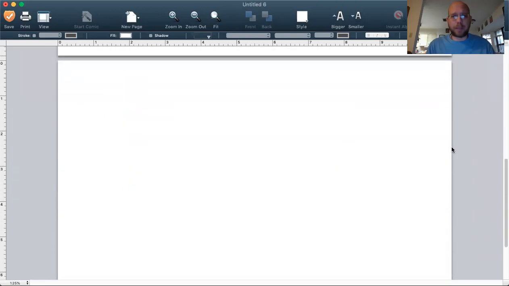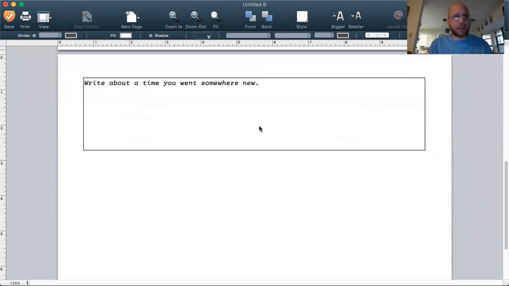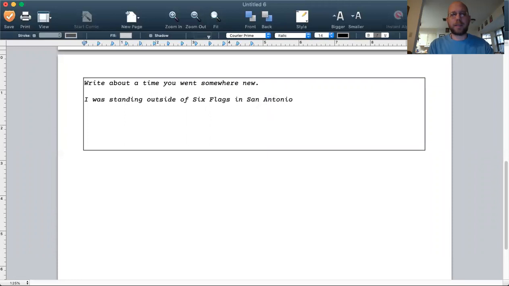So for example, I've got a blank sheet here real quick. Let's take a look at this one. Write about a time you went somewhere new. So starting with my ba, I was standing outside of, let's talk about Six Flags, Six Flags in San Antonio. Now I know where I am. I know where my feet are. I'm standing outside of Six Flags in San Antonio.